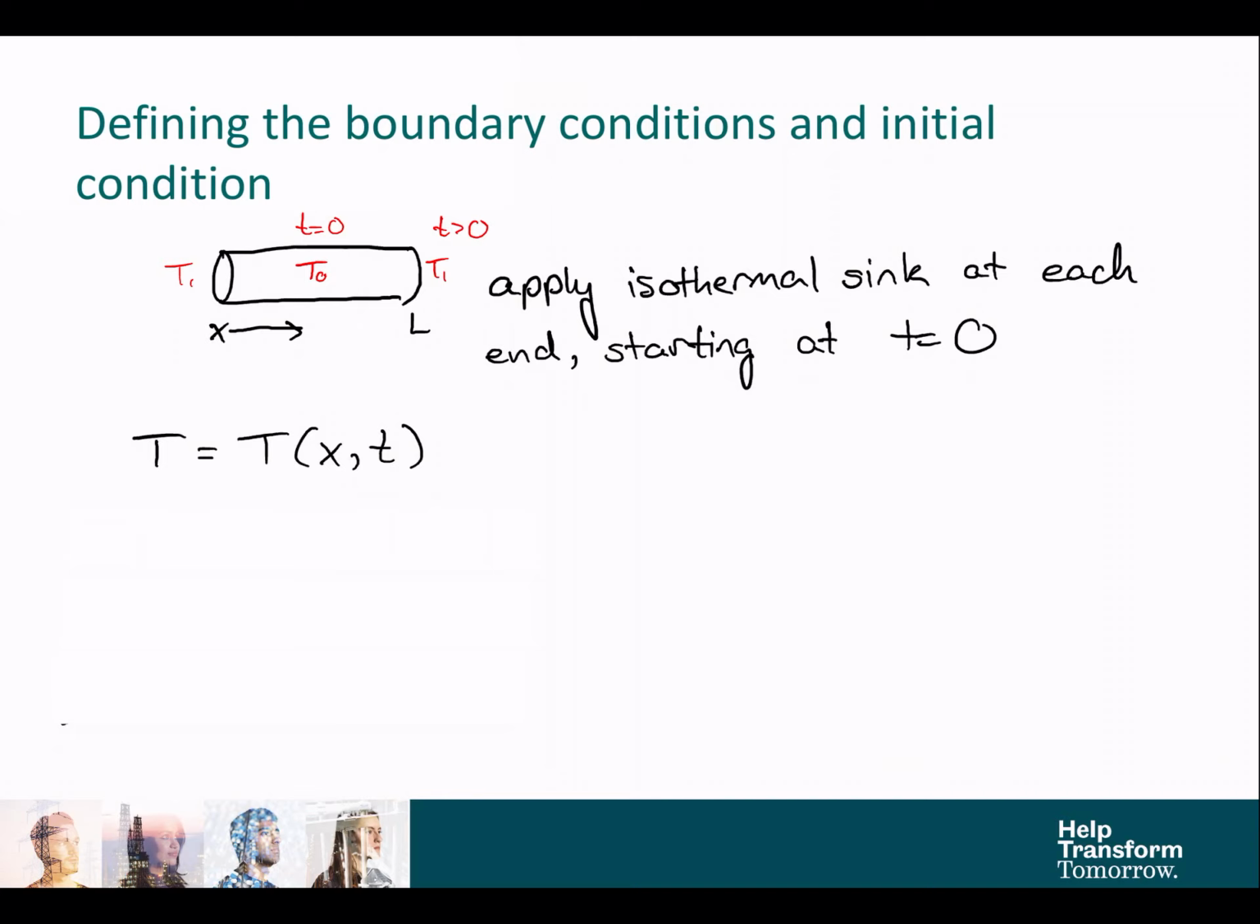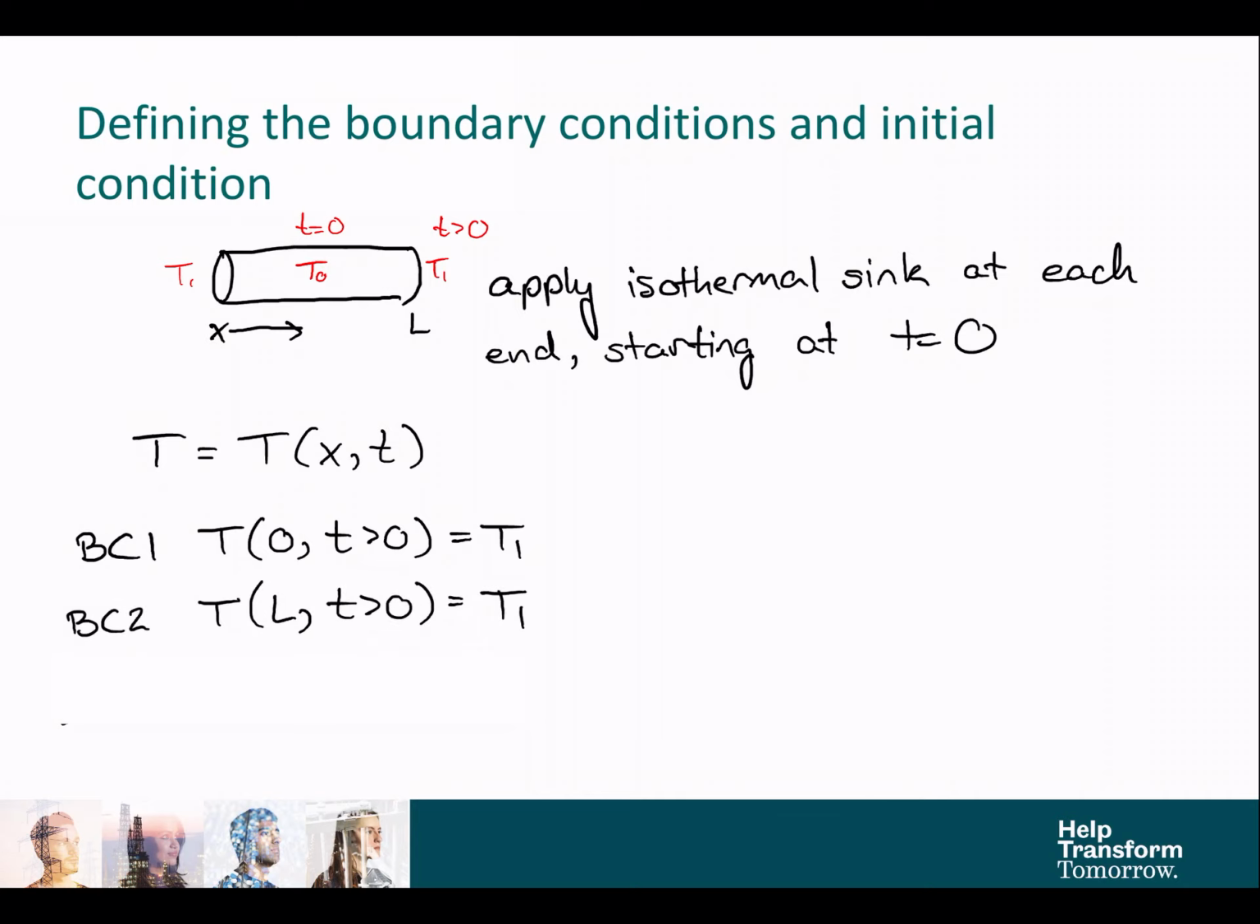So for our first boundary condition, we'll look at x equal to 0 and any time greater than 0, and the temperature is going to be T1 because we're requiring that by the problem. That's something we've defined. Likewise, on the opposite side of the rod, where the x position is L, we're also applying a heat source T1 at any time greater than 0. So our second boundary condition becomes that.